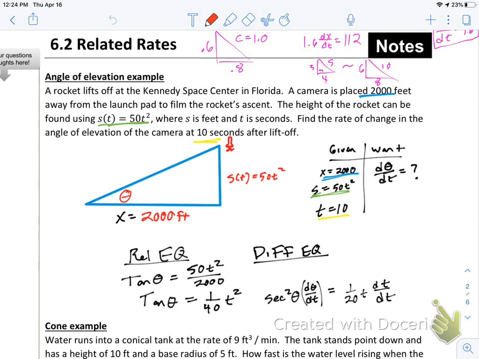Now we're going to fill in what we know. We know x, we know s is an equation. We're actually going to put the equation in for s if we have it. And you notice we actually don't. There's no place for it. So I wonder how that's going to play out. You'll see here in a minute.